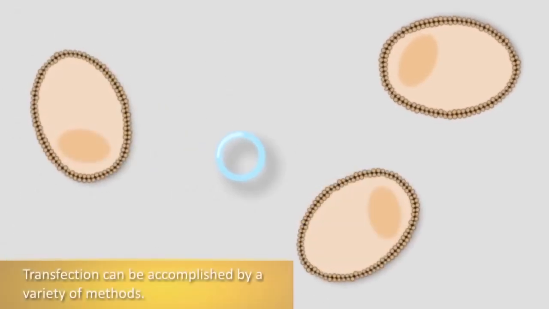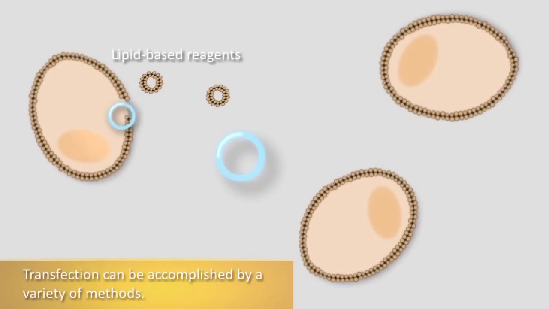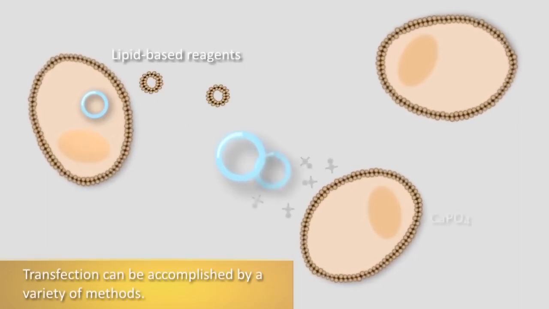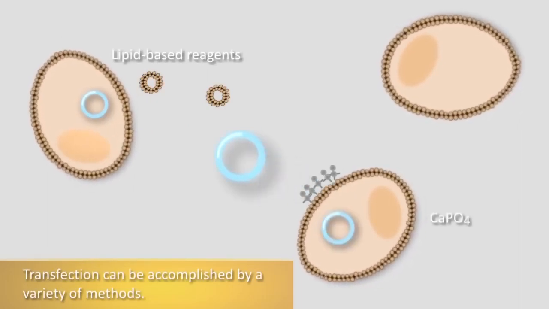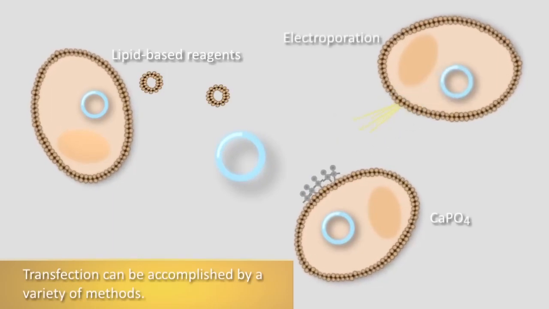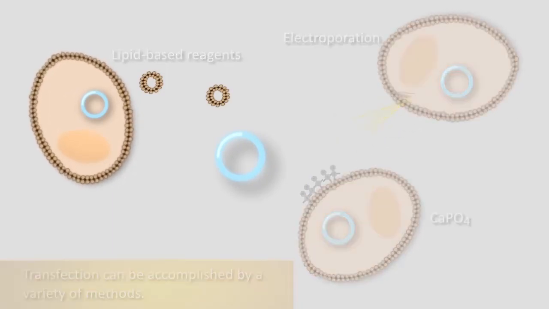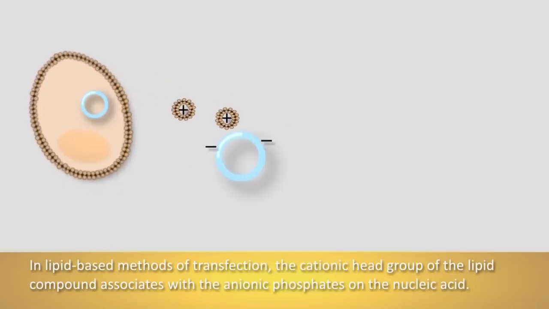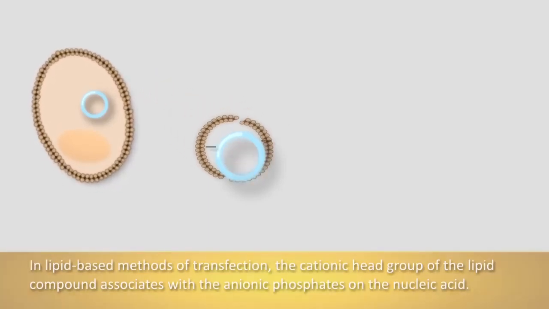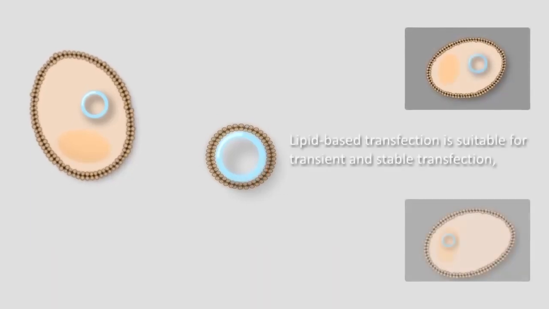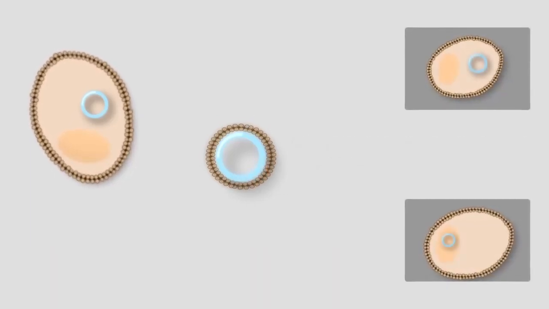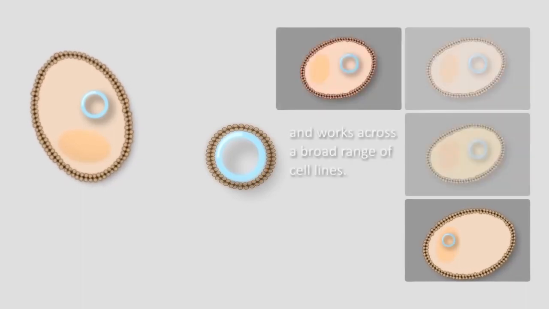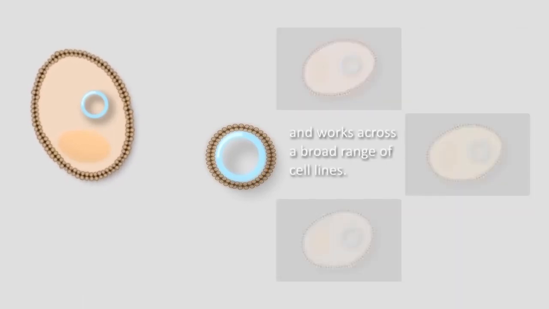Transfection can be accomplished by a variety of techniques, such as lipid-based transfection, or transfection using calcium phosphate, or electroporation, the use of electricity to transport DNA into the cell. This animation focuses on lipid-based transfection, where the cationic head group of the lipid compound associates with the anionic phosphates of the nucleic acid. This method is suitable for transient as well as stable transfection, achieves high efficiencies, and works across a broad range of cell lines.